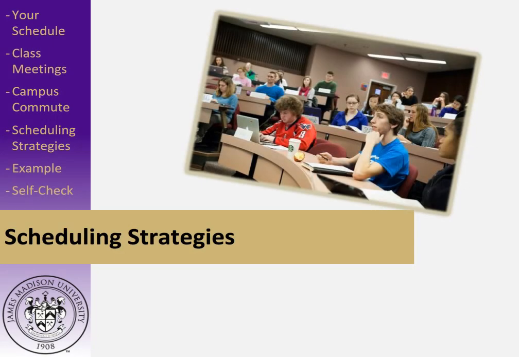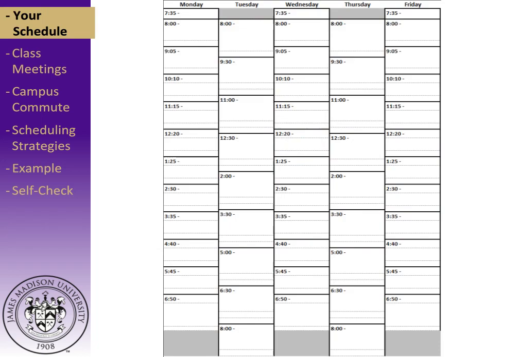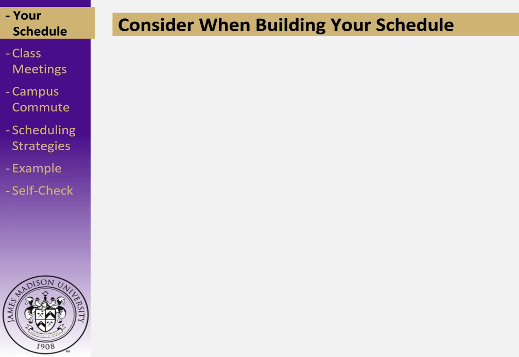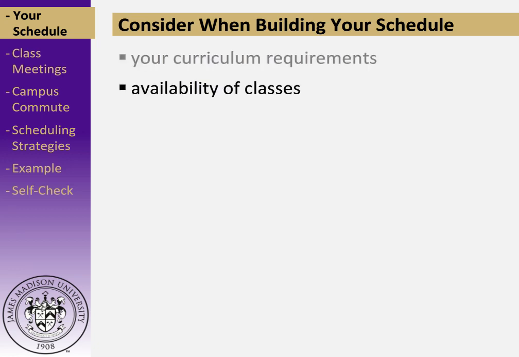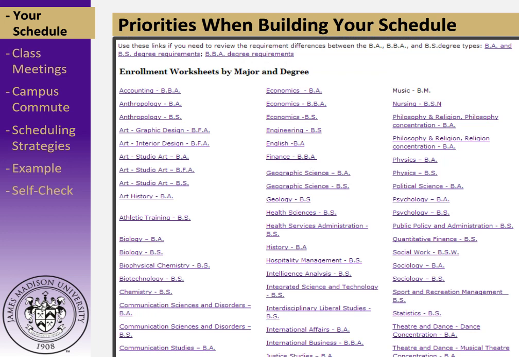This tutorial will help you develop a strategy for creating your class schedule. In college, you have the opportunity to build your own class schedule. To make this schedule, you need to consider your curriculum requirements, the availability of classes, and maintaining a balance as much as possible. As you build your schedule, you need to prioritize the classes on your enrollment worksheet that you need and want to take.